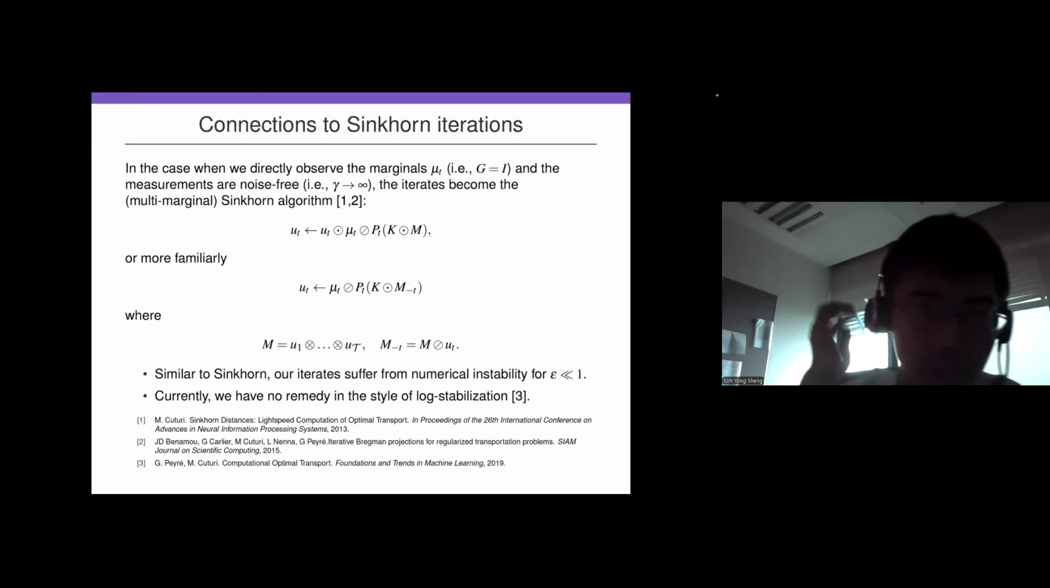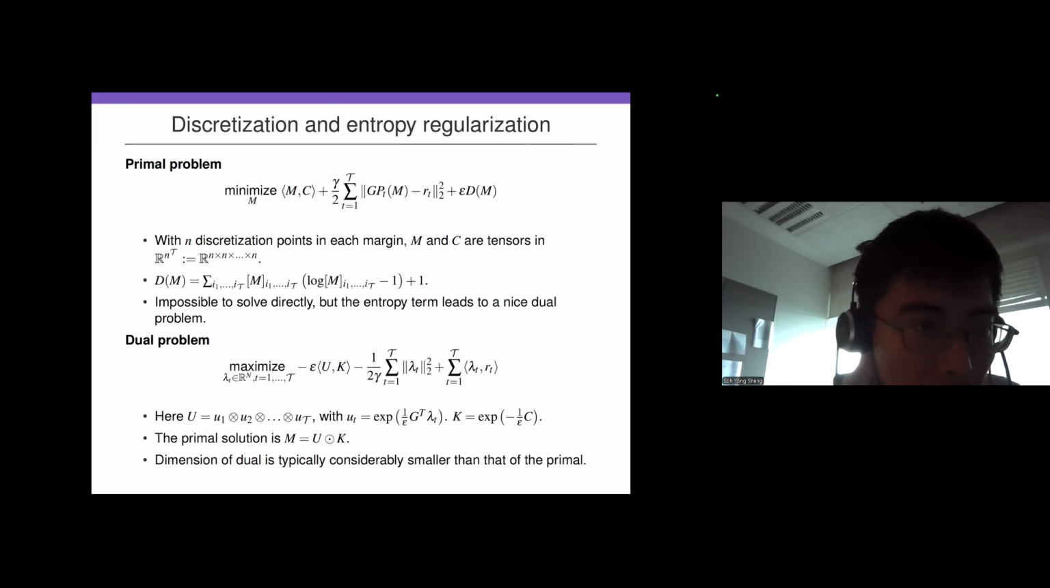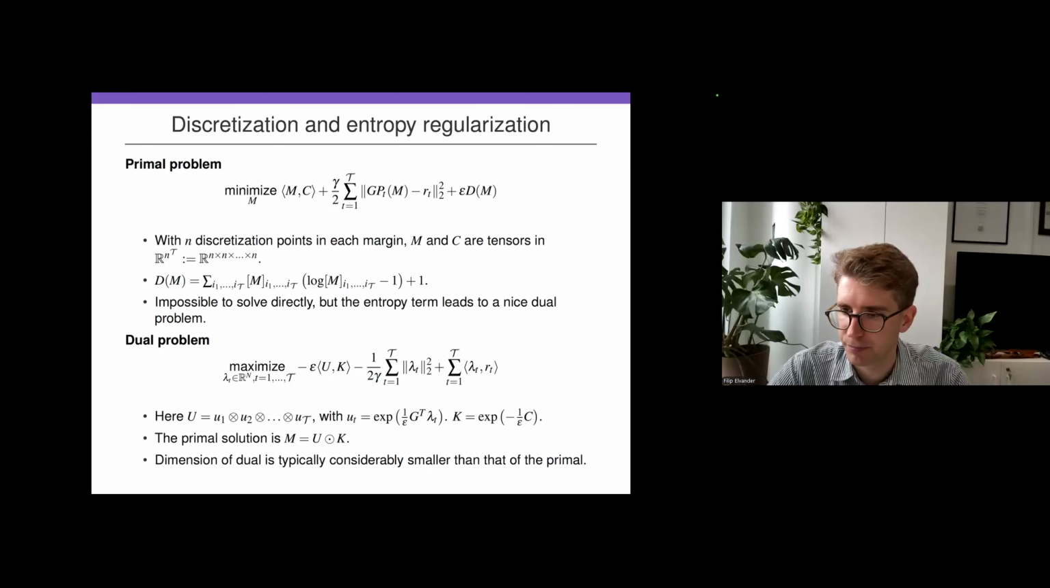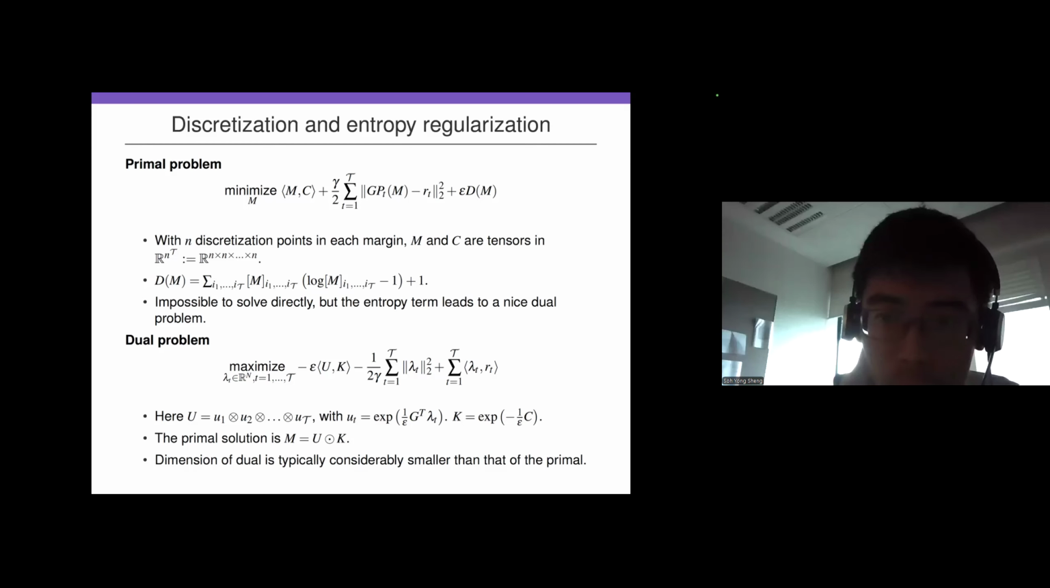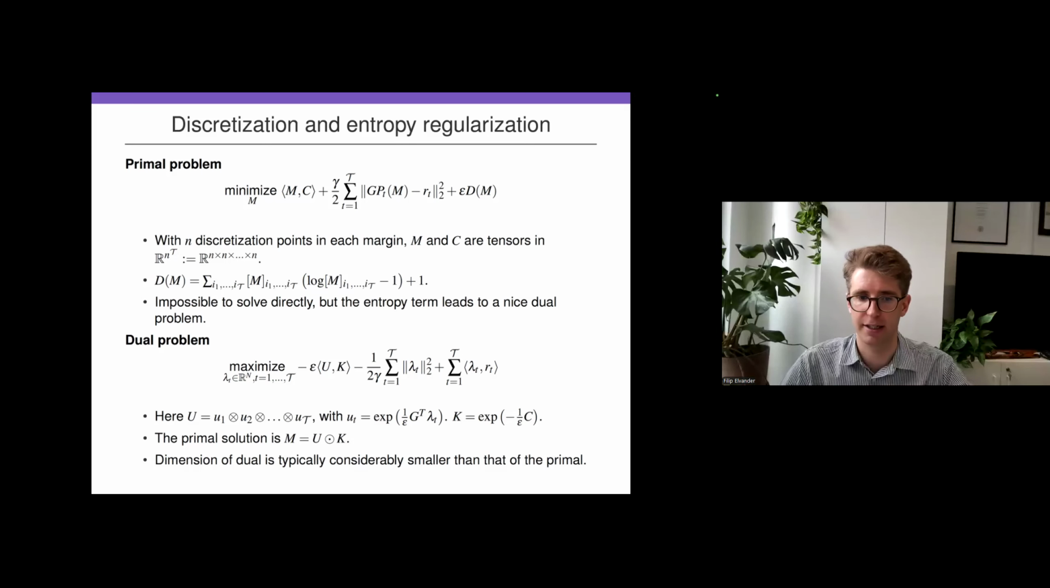Right. I have another question. Yeah. So in this case here, the tensor M, it's of dimension, I think, n to the power of tau, right? Is it possible to store this? Definitely not. You can do all these computations without having to store the tensors. Yes, exactly. That's the key, basically.